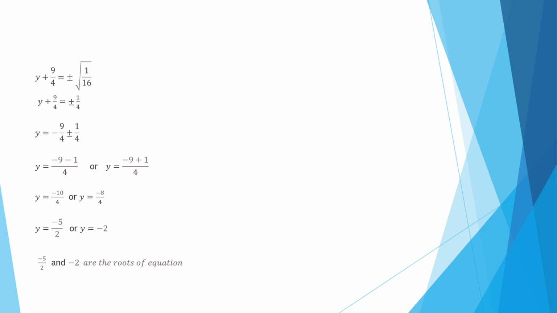After taking the square root, we get (y + 9/4) = ± √(1/16). The root of 1 is 1 and the root of 16 is 4. So we write y = −9/4 ± 1/4. Then y = (−9 − 1)/4 or y = (−9 + 1)/4.